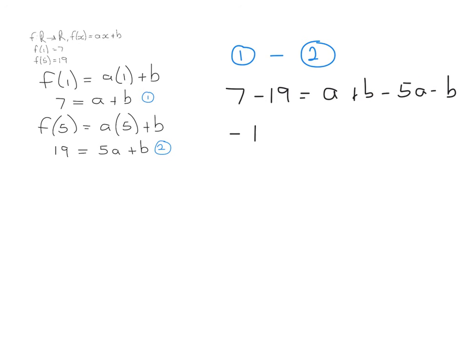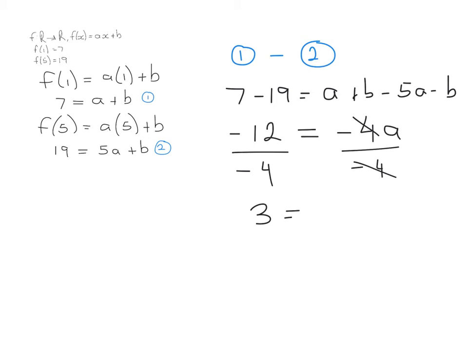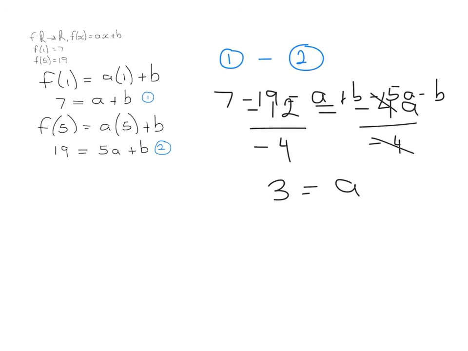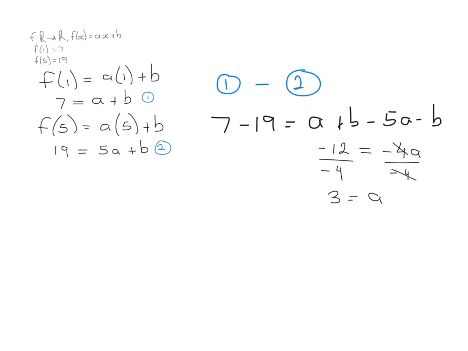This is going to leave us with minus 12 equals minus 4a. We can keep simplifying and divide both sides by minus 4, cancel out minus 4, therefore 3 equals a. From there, it's just a simple matter of substituting that a equals 3 into either of the equations. I'm going to choose to do it in equation 1. 7 equals 3 plus b, minus 3 from both sides, therefore positive 4 equals b.